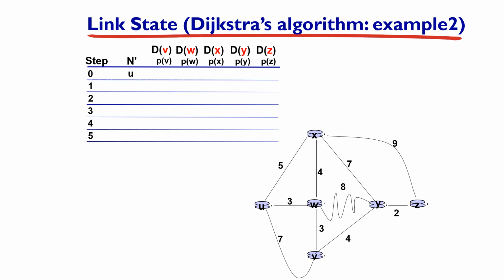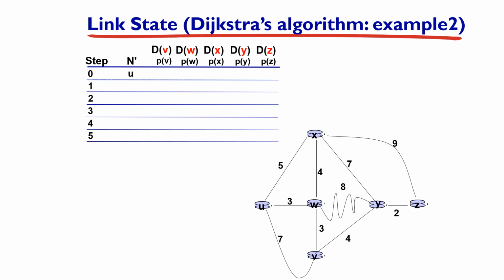This is an example of link state algorithm. Second example. Here we are given some nodes and their cost. The nodes are representing the different routers. And the first row we are able to fill because all the other nodes except U is filled in the first row: distance to V, distance to W, distance to X, distance to Y, distance to Z, and the predecessor of the corresponding nodes are also there.